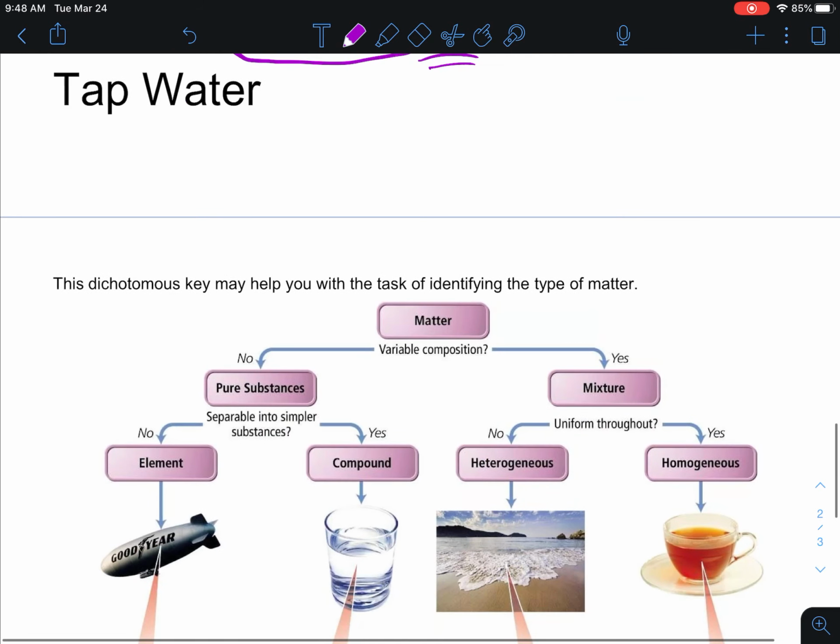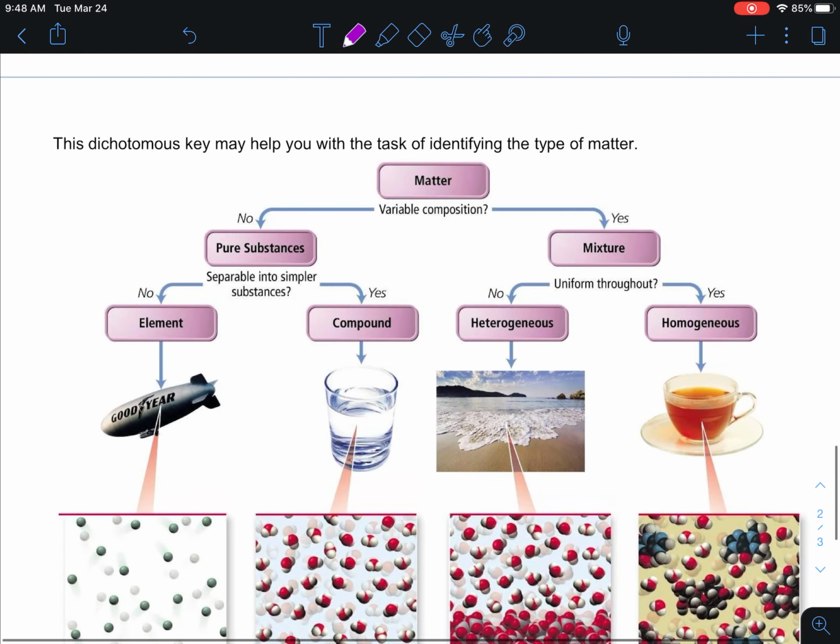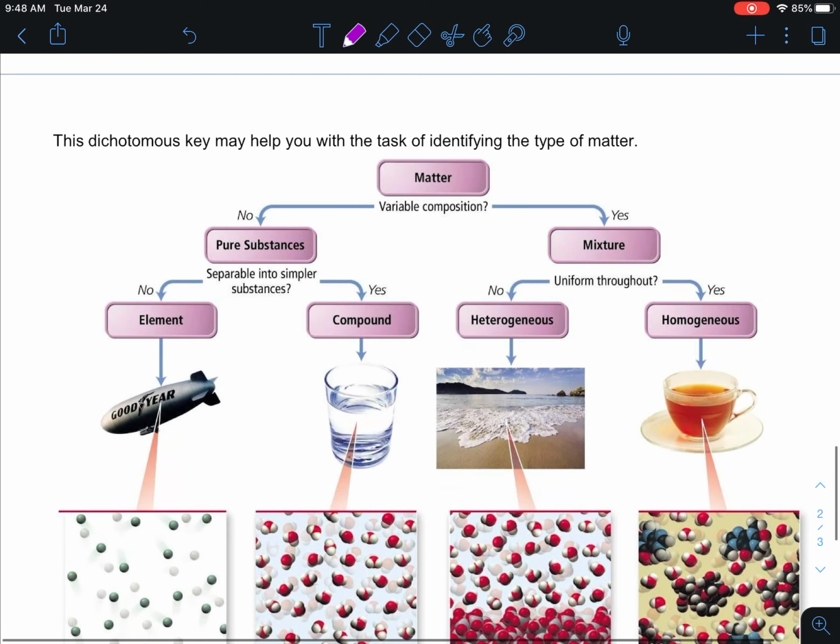All right. This may be a better, more helpful way for you to figure things out. You can use a dichotomous key, meaning you've got a choice to make. If you know what's matter, is the composition variable, meaning are there different things in it? If yes, it's a mixture. If no, it's pure. Can you separate that pure substance into simpler substances?